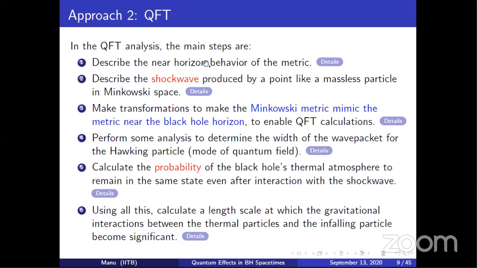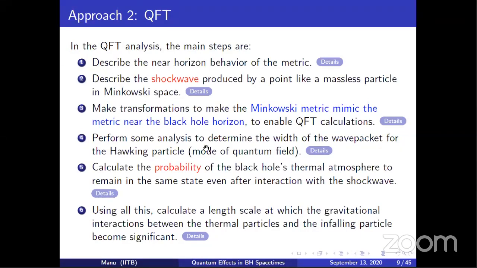We have a massless point-like particle, but not in Minkowski space. We have it in a black hole background. So how do we use this shock wave analysis? We show that any Minkowski metric can mimic a near horizon metric. The near horizon metric that we evaluated in step one, we show that a Minkowski metric also, under certain coordinate transformations, looks exactly like this near horizon metric. So then any analysis that works for Minkowski space, we can extend to the near horizon behavior.